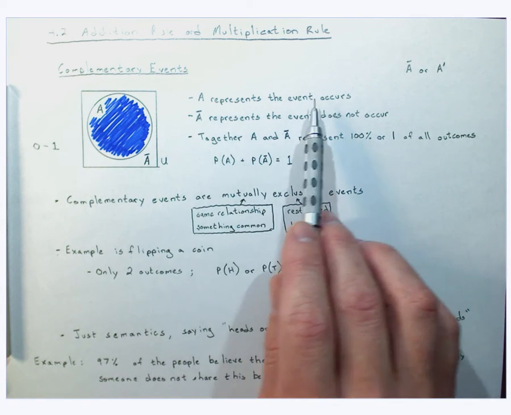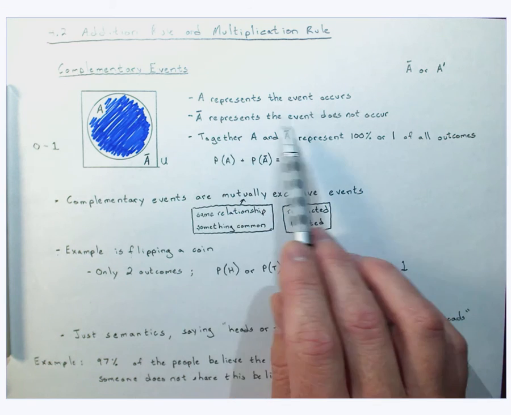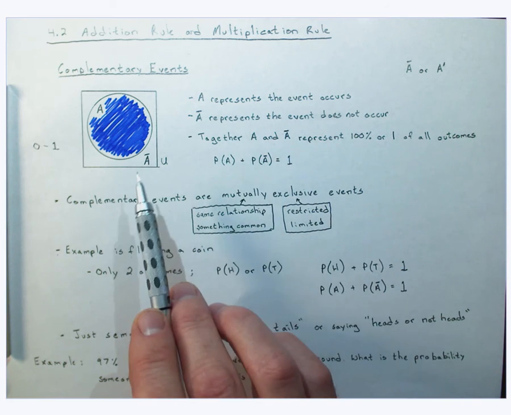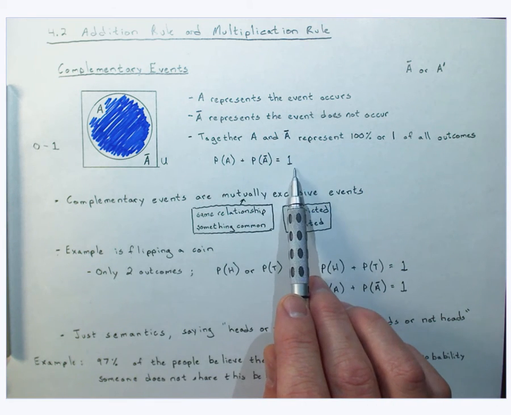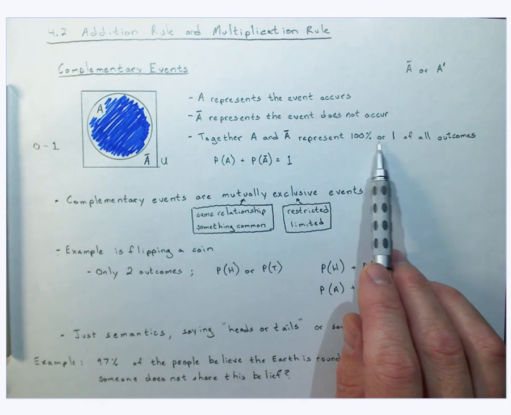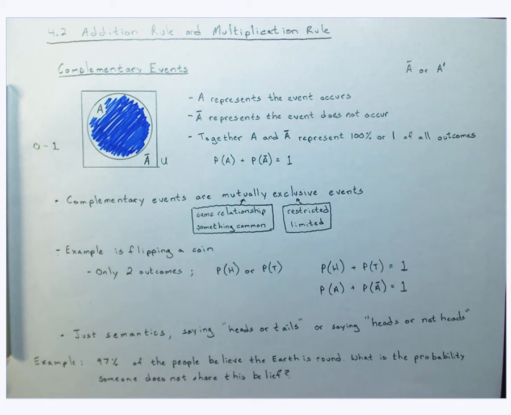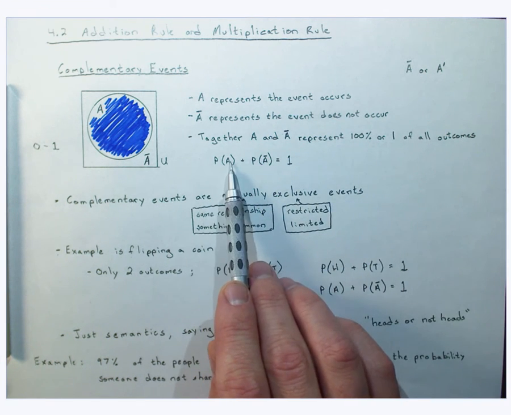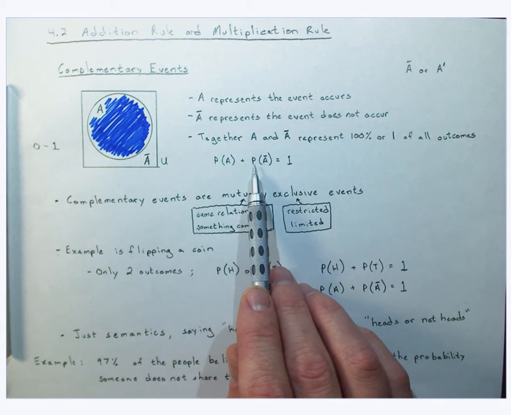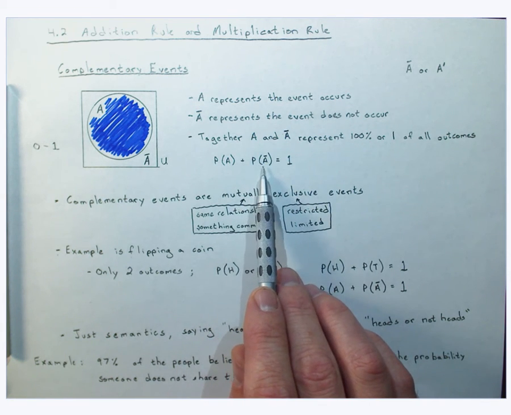A is an event, and not A is the opposite of A. Whenever I add those together, it equals 1. It is 100% or 1 of all outcomes. So the probability of A, the event occurring, plus the probability of not A, the event not occurring, equals 1.